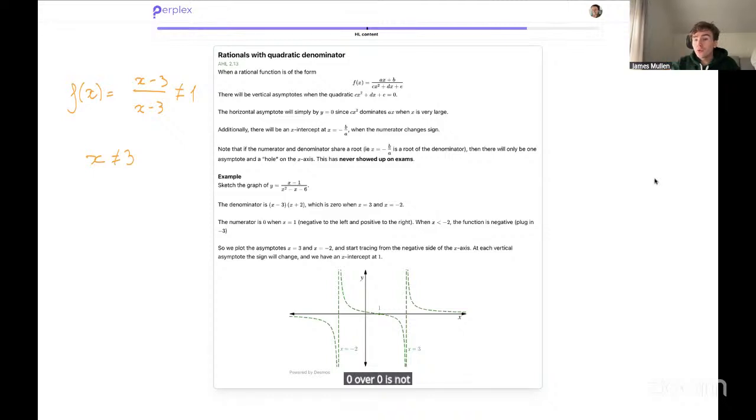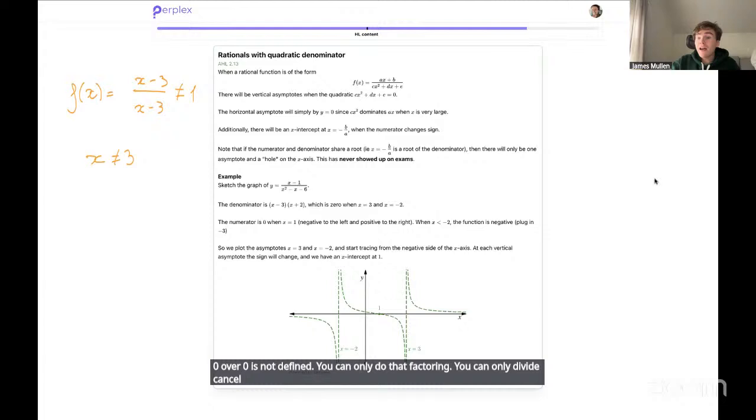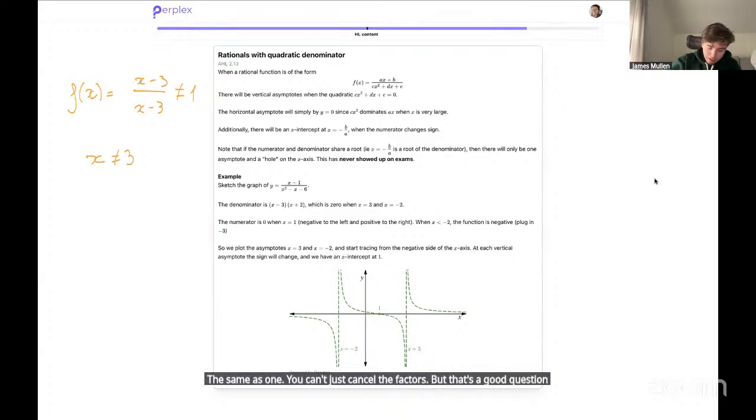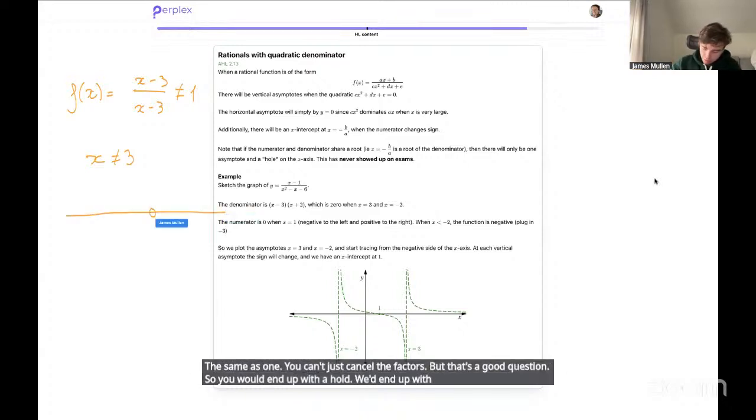You can only do that factoring. You can only cancel out the factors when the factors are not 0. Remember, you're not allowed to cancel factors that are 0. So this function is not actually the same as 1. You can't just cancel the factors. But that's a good question. So you would end up with a hole here at x is equal to 3.